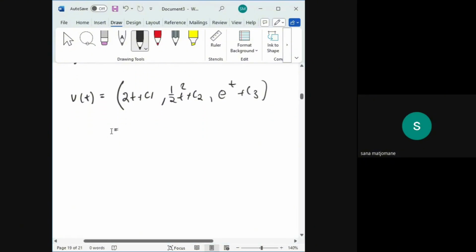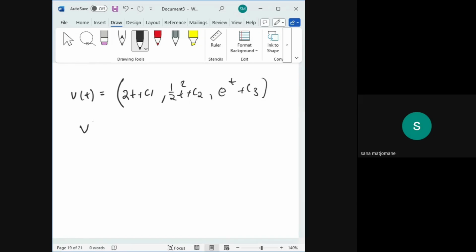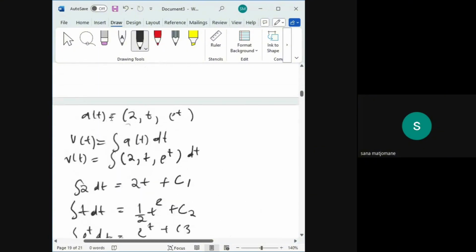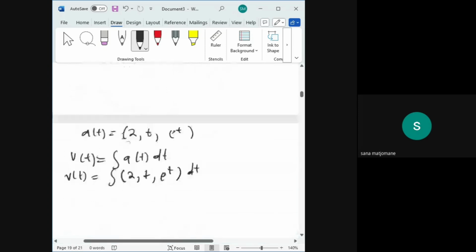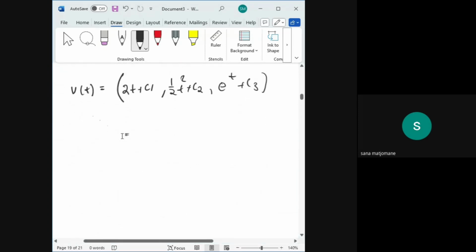Okay, now let's start. So what does it mean? Again now guys, this is the equation for the velocity function, but it has c1, c2, those integration constants. We don't want those. They're not going to help us. So we are going to take an initial condition that involves velocity and use it. Let's see, which one is it? It's the one that says v at 2 is equal to (5, 0, 0). I'm going to use that one. That's the initial condition I'm going to use.